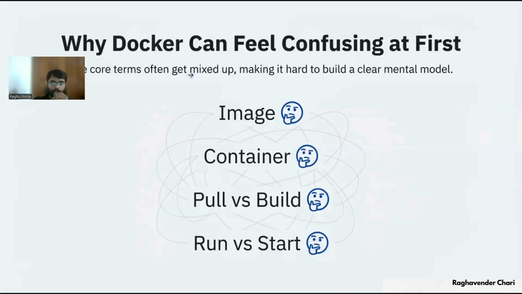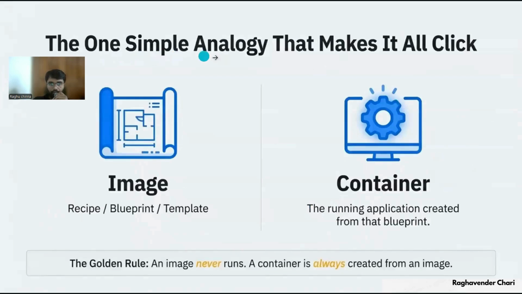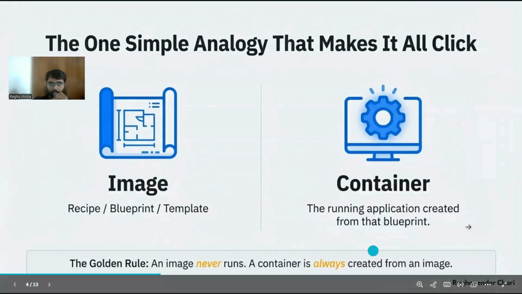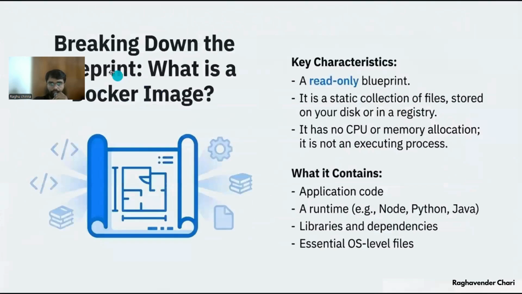It feels confusing while using Docker, like we have images, containers, pull versus build, run versus start, and there are many things. So pull and build we use for images, and run and start we use for Docker containers. The one simple analogy that makes it all click: an image is a recipe, blueprint, template, and a container is the running application created from the blueprint. An image never runs; a container is always created from an image.